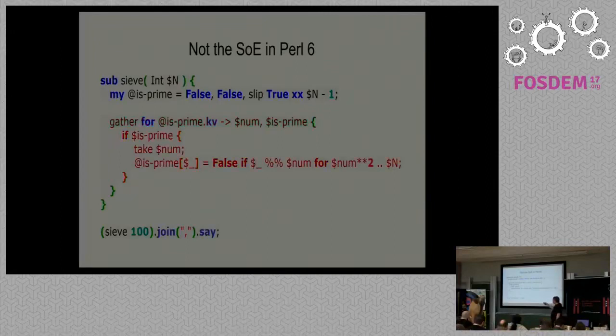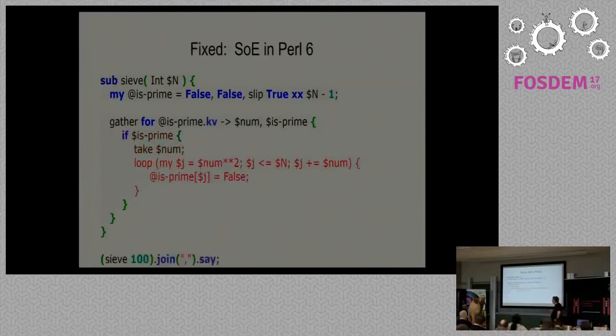And then we do, well, if it looks prime, then take the number. But wait, what is this doing? That's a mod operator. So for every number from n squared up to n, I'm going and checking the divisibility. I'm basically doing trial division on every number repeatedly. So there's a simple solution.